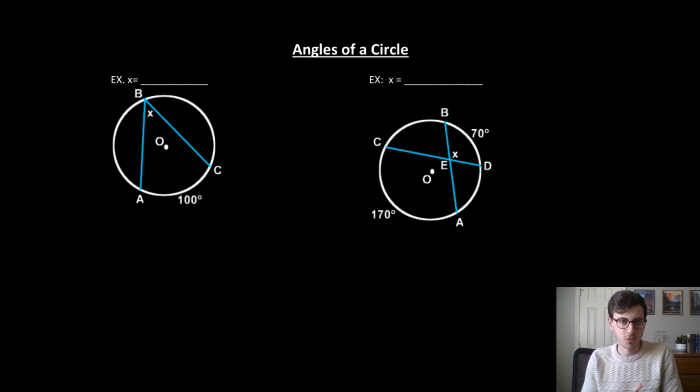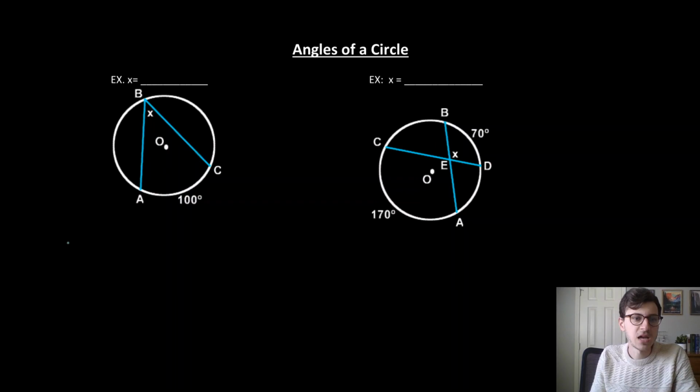Let's do some examples involving all the different angles of a circle. Now, first thing you have to ask is, what kind of angle am I looking at? So for this first example, what kind of angle are we looking at? Well, it's an inscribed angle. How can I tell? The vertex is on the circle.